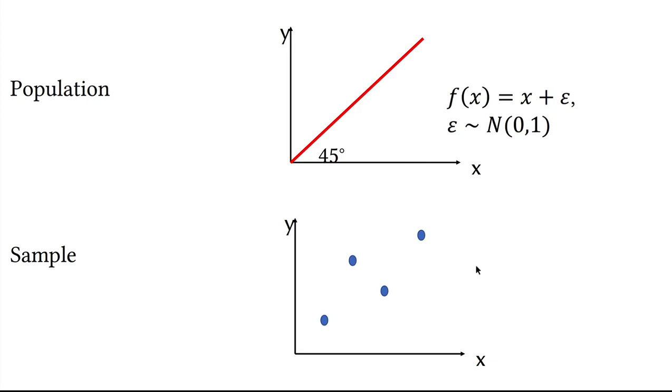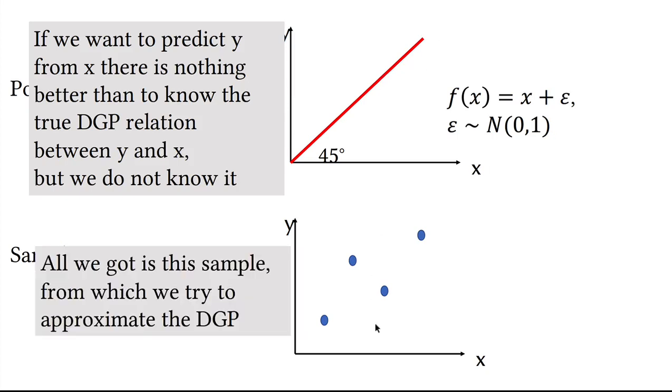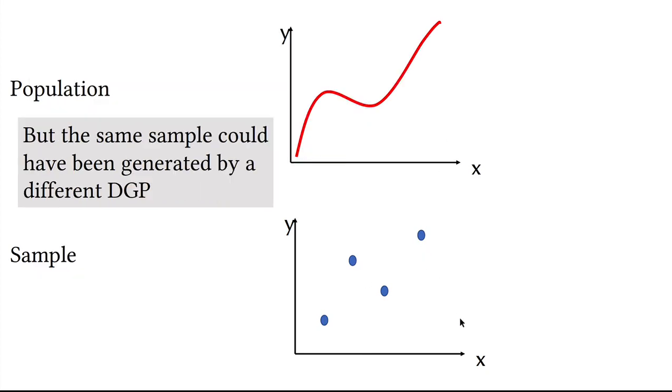So these 4 observations. If we want to predict y from x, there is nothing better for us to know than the true data generating process. Now, we don't know the true data generating process. We only observe a sample from that data generating process. But the problem is that the same sample could have been generated by another data generating process. So we have to infer about this distribution in the population from the observations in our sample.